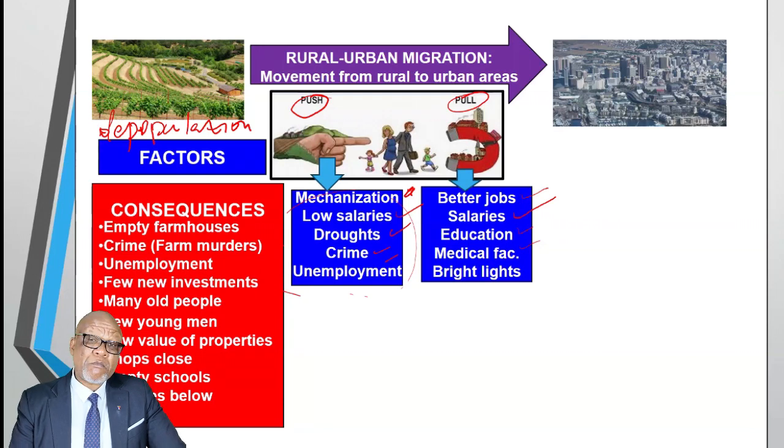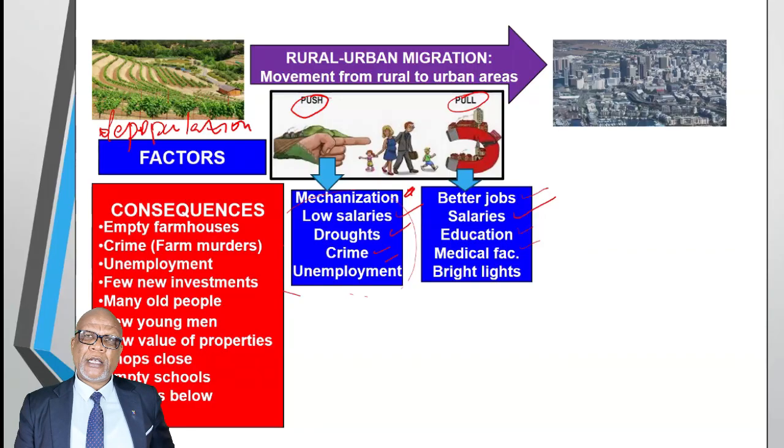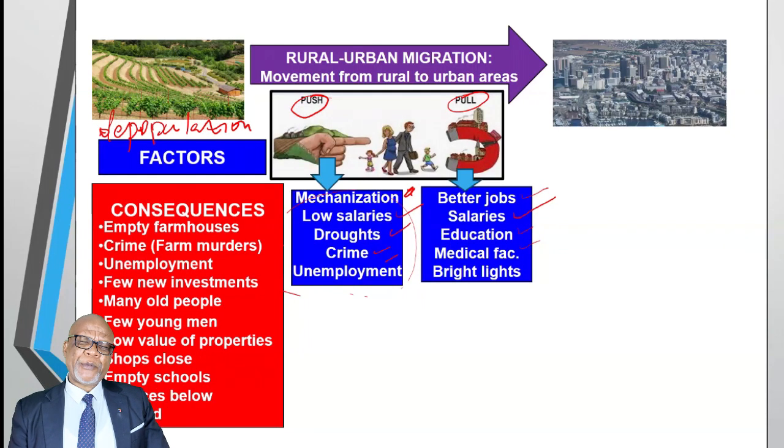So there's going to be an imbalance in the age and sex structure of rural areas, which in reverse will also break the family bonds, because now the partners have left and the other partners are left alone. There are going to be few young men left behind because most of the young men will be going to urban areas to work. Low value of properties, because now there's no demand for those particular properties.